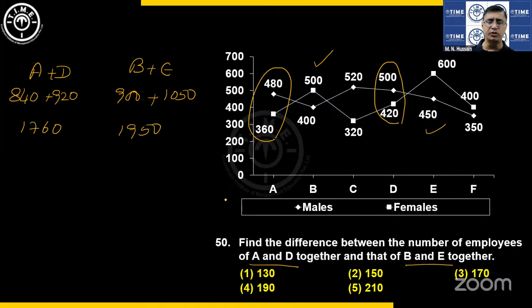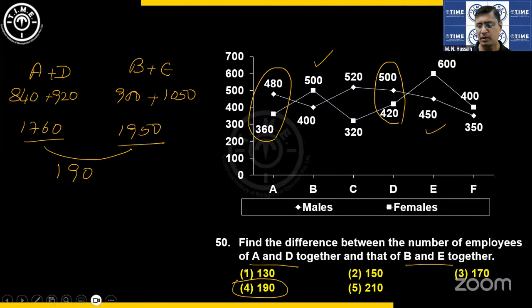Now how much is the difference between these values? 1760 and 1950. The difference is 190. 190 means option 4. What is the answer choice? Option 4. The fourth choice is the right answer.